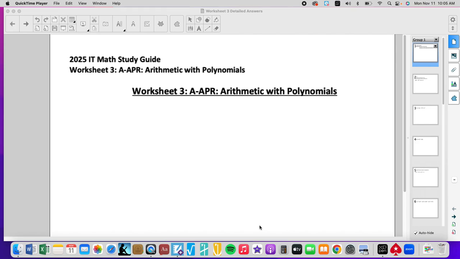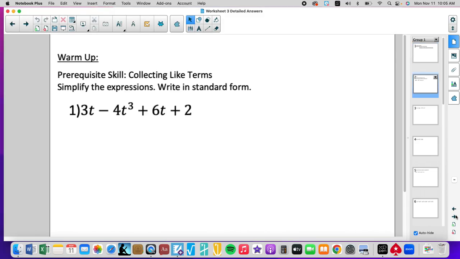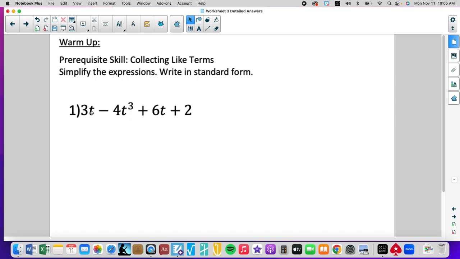The math subject. And today we are going to complete worksheet 3, which deals with arithmetic with polynomials, meaning we're going to be adding like terms. So we always start with a warm-up. Let's do this fun little warm-up. It says the prerequisite skill is collecting like terms.